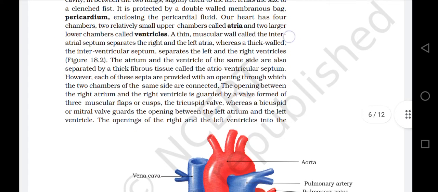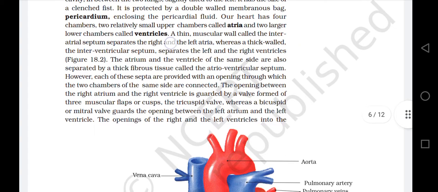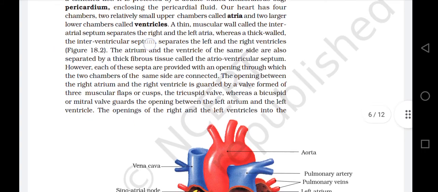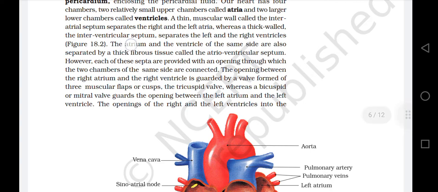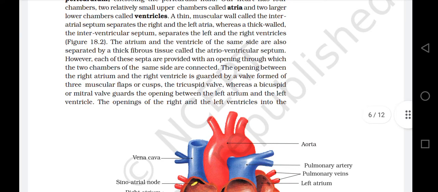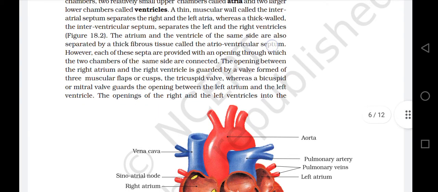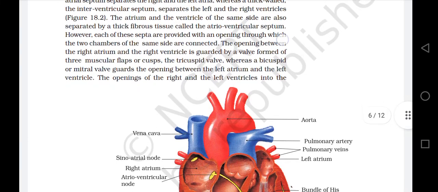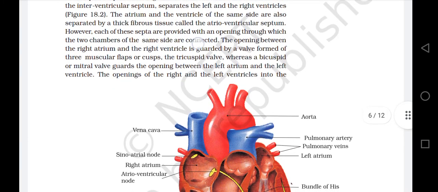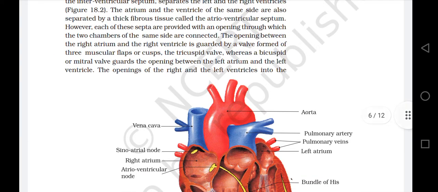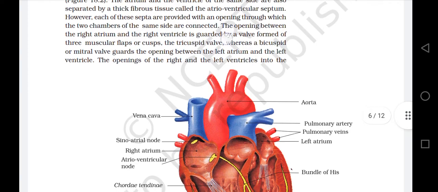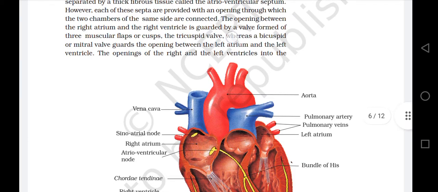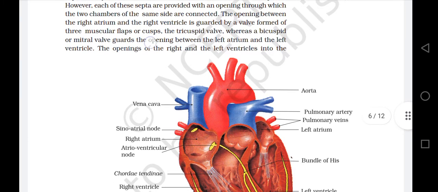A thin muscular wall called the interatrial septum separates the right and the left atria, whereas a thick-walled interventricular septum separates the left and right ventricles. The atrium and the ventricle of the same side are also separated by a thick fibrous tissue called the atrioventricular septum. However, each of these septa is provided with an opening through which the two chambers of the same side are connected. The opening between the right atrium and the right ventricle is guarded by a valve formed by three muscular flaps or cusps, the tricuspid valve, whereas a bicuspid or mitral valve guards the opening between the left atrium and the left ventricle.